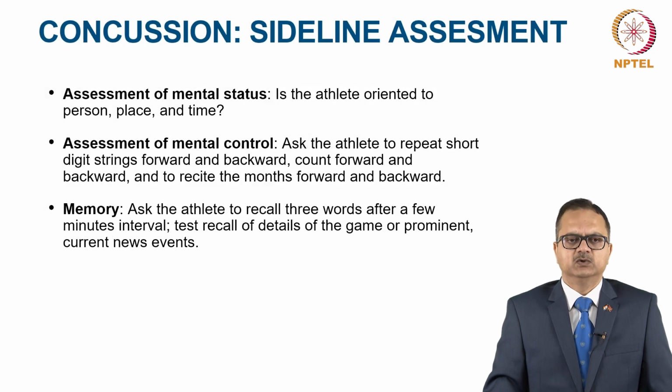At the sidelines, what can you do? You can do 3 things. Assess the mental status of the athlete. Is the athlete oriented to person, time, and space? Assess the mental control of the athlete. Ask the athlete to repeat short digit strings forwards and backwards, count forwards and backwards, to recite the months forwards and backwards. Check for memory. Ask the athlete to recall 3 words after a few minutes interval. Test recall of details of the game or prominent current news events.